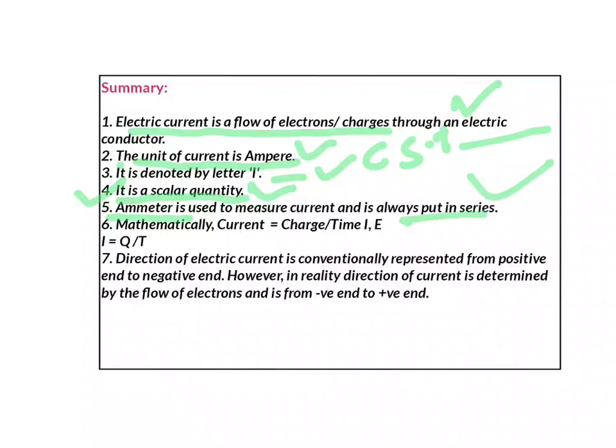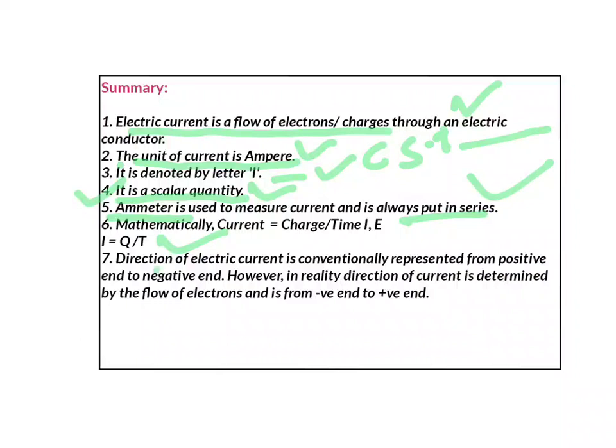Mathematically, if we have to derive an equation that will help us to find the value of electric current, that equation is I is equal to Q divided by T, where Q is the charge that is flowing through a cross section of a conductor, and T is the time period for which that charge has been flowing.